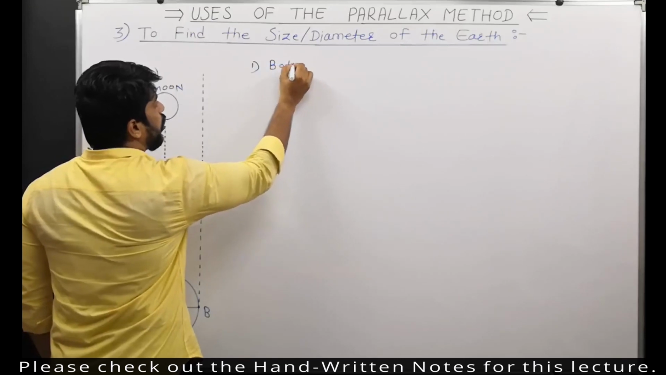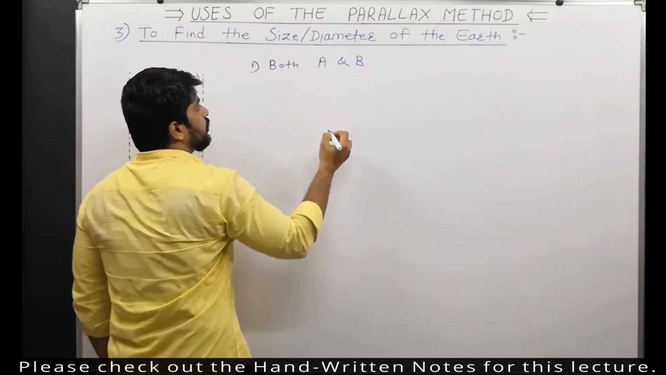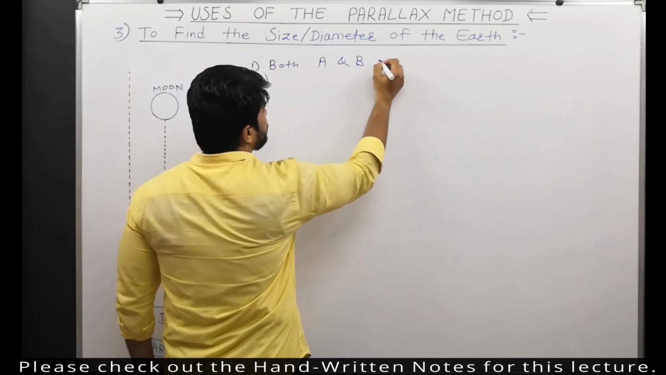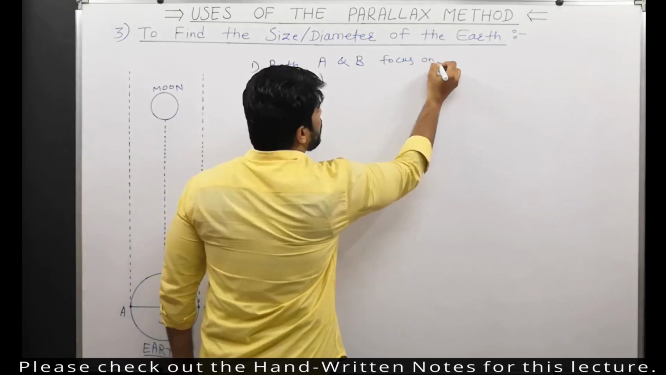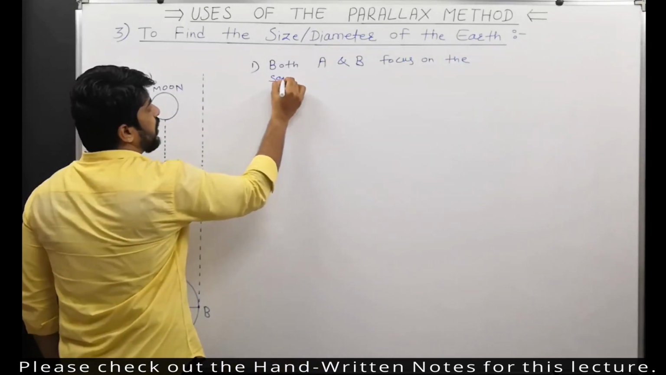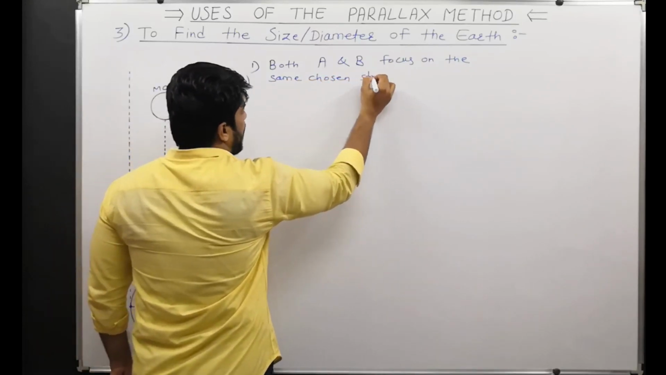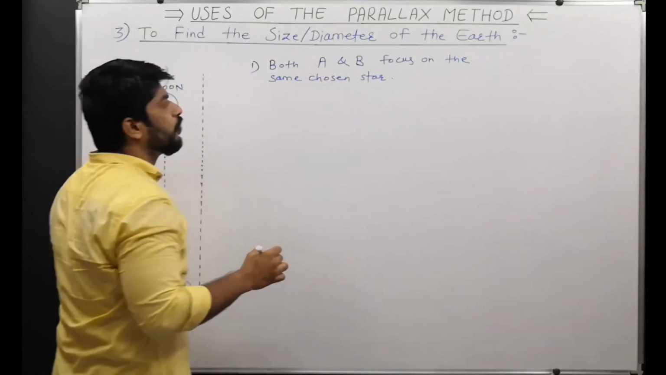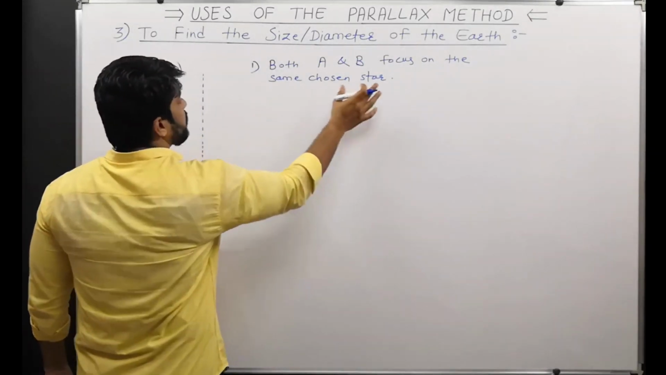both observatories, that is A and B, focus on the same chosen star. Whichever star we have chosen, we will focus on that only. Now this is the first step.